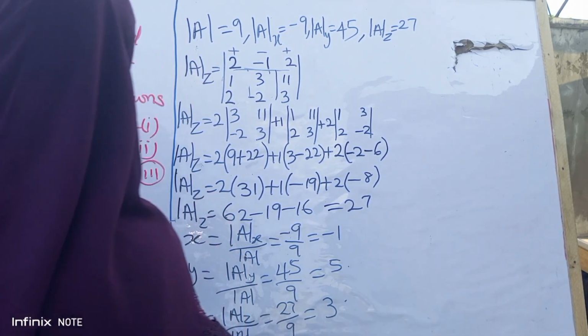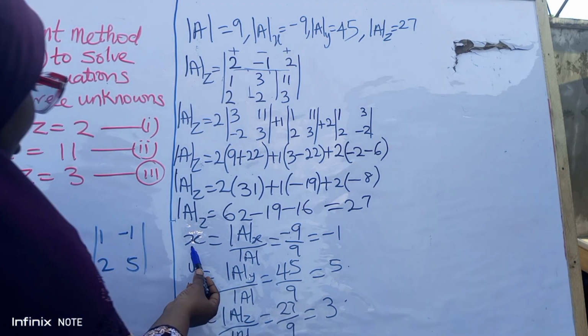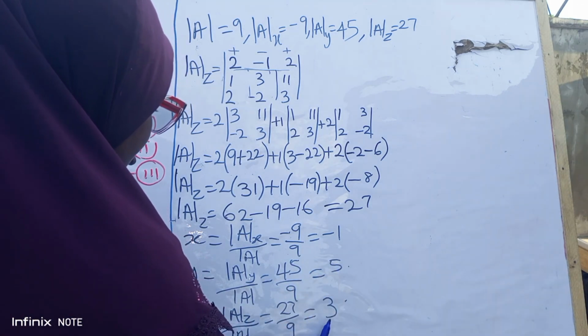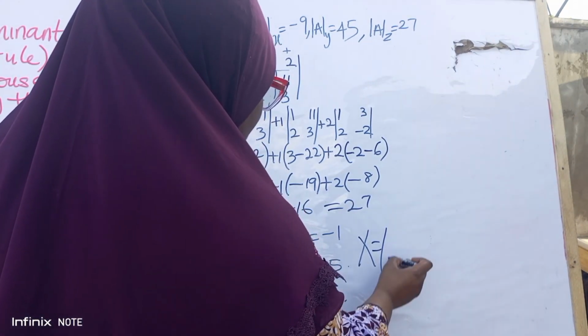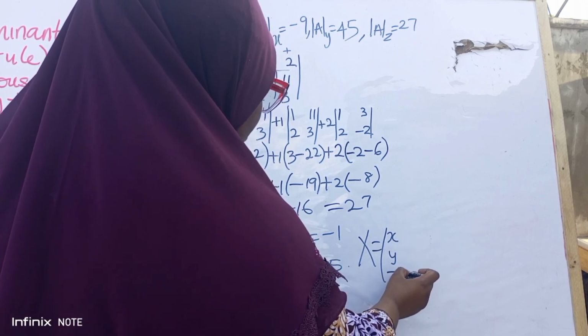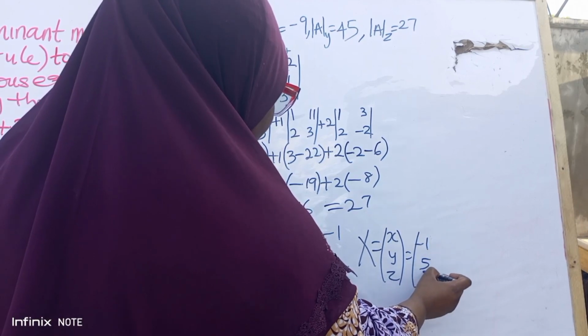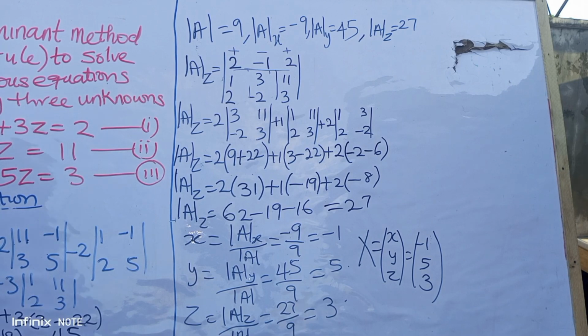So we can now say that the solution to these equations will be x is equal to -1, y is equal to 5, and z is equal to 3. So if we want to write it like this, we call that this capital X is my small x, small y, small z. So still the same thing as -1, 5, and 3. So please, that's how to use determinant method to solve simultaneous equations involving three unknowns.